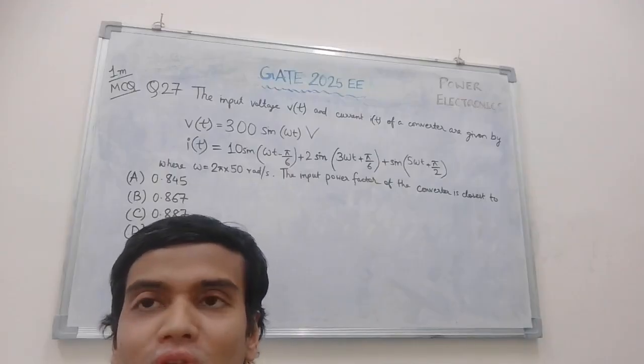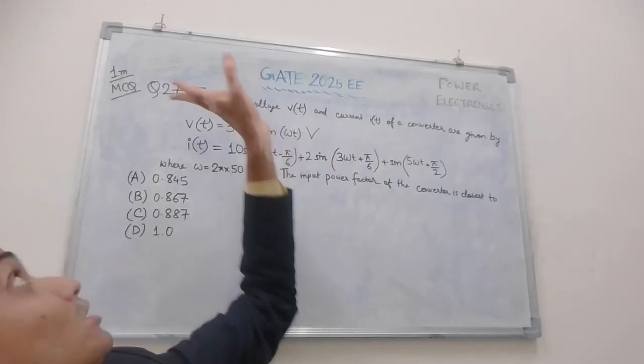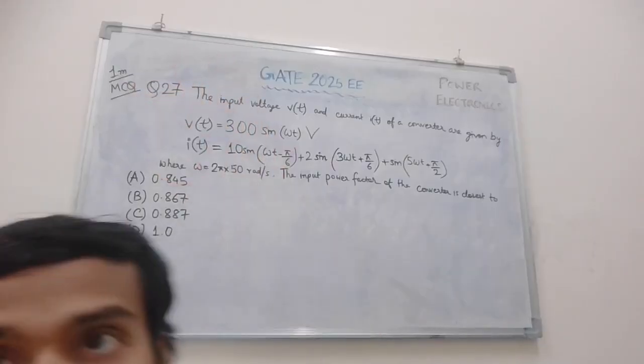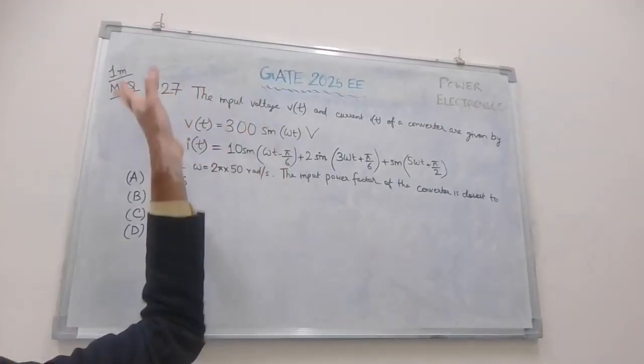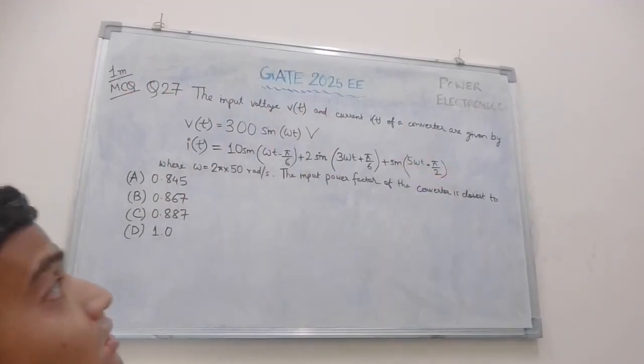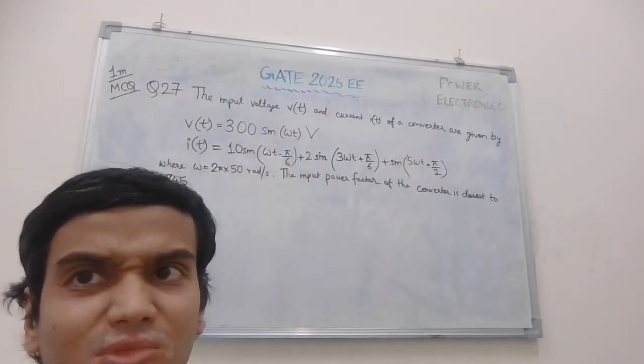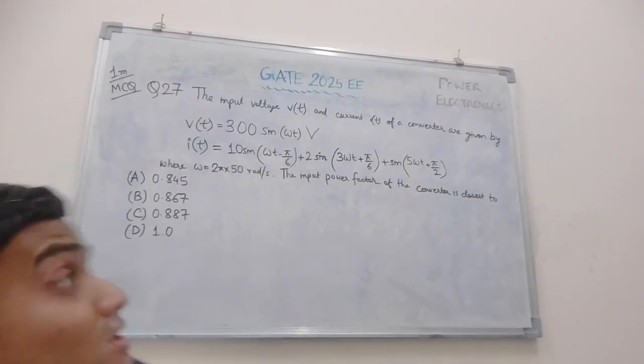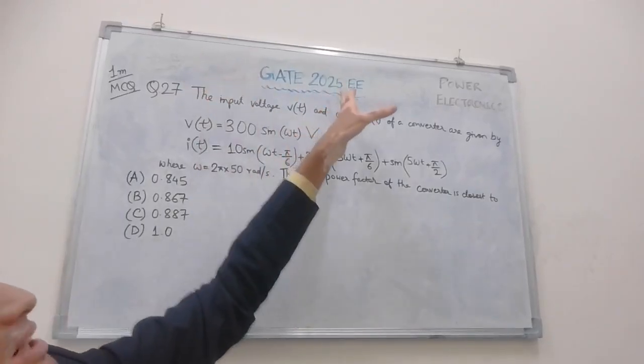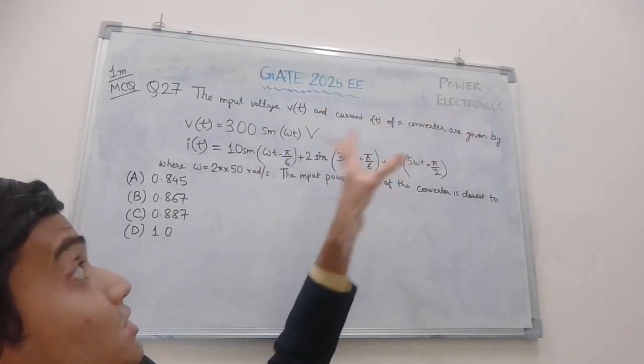In this video, I am going to start the detailed video solution question number 27, which is 1 mark MCQ type, as you can see, from subject Power Electronics, based on input power factor. Question number 27, the master question of get to know electrical engineering from subject Power Electronics is as follows.